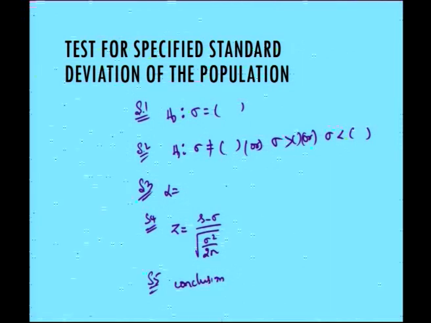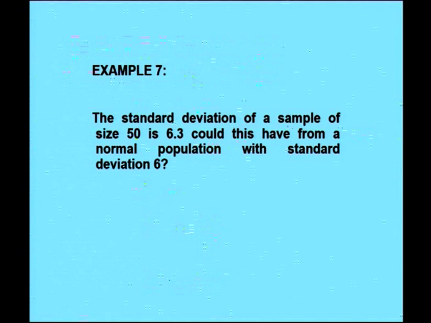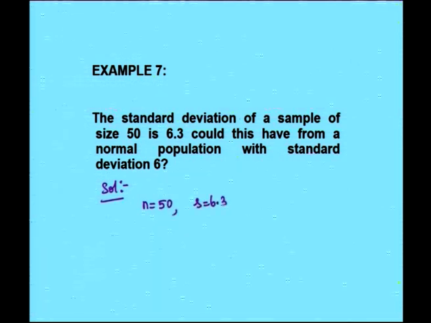Okay. Now, this problem is about testing a single standard deviation. The standard deviation of a sample of size 50 is 6.3. Could this have come from a normal population with standard deviation 6? So, the solution: from a sample of size 50, n is equal to 50, the sample standard deviation is given to be 6.3, and this is from a normal population with population standard deviation sigma equal to 6. Only this information is given and you are asked to test whether the population standard deviation is 6 or not.